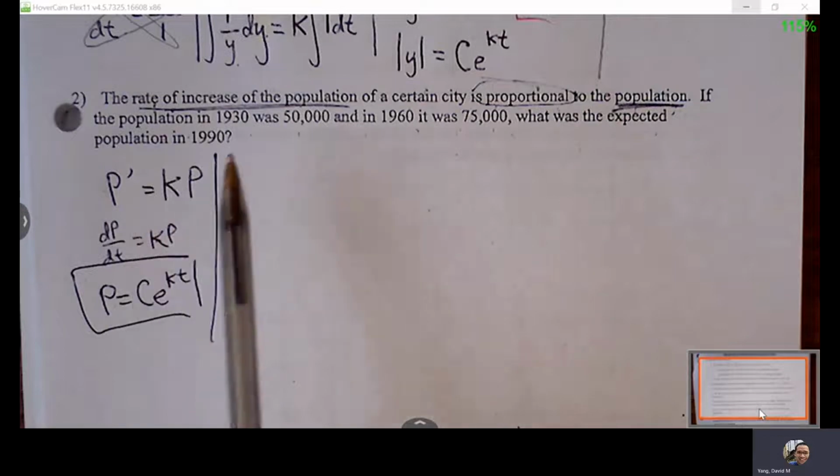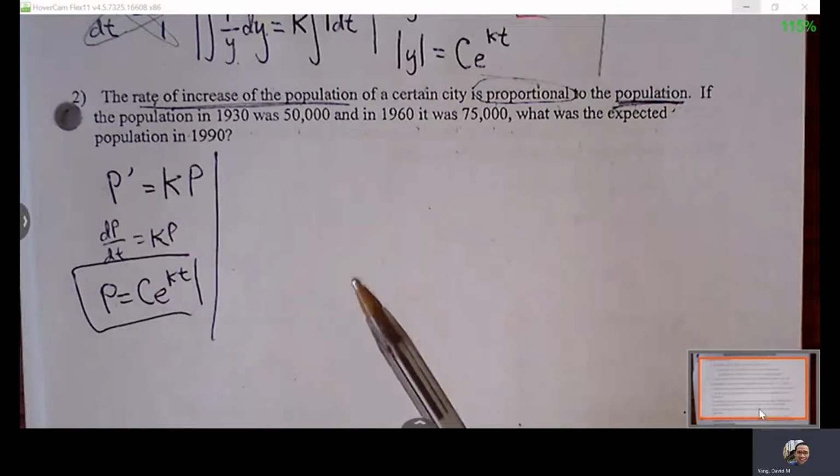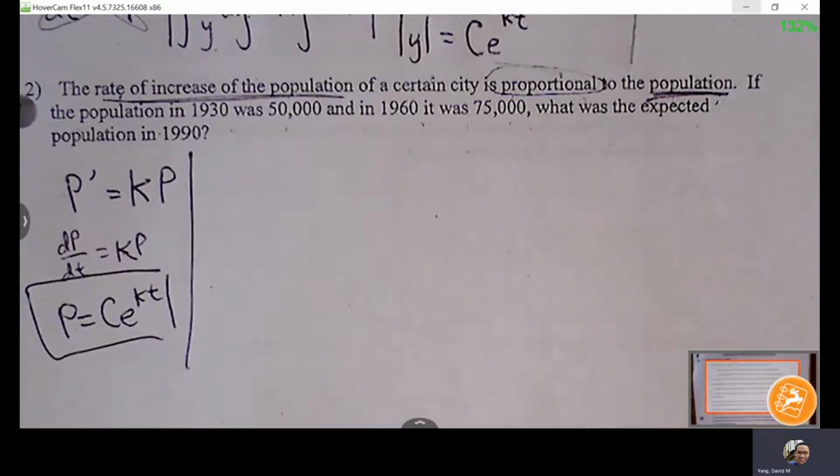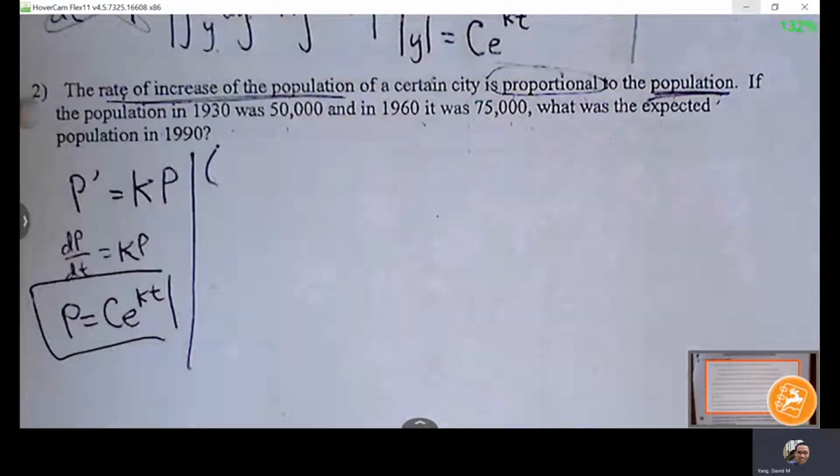Okay, if the population in 1930 was 50,000 and in 1960 was 75,000, what's the expected population in 1990? So a lot of numbers here. I like to organize this using ordered pairs. It just feels more structured and we can do the same thing every time. So I'm going to create ordered pairs.